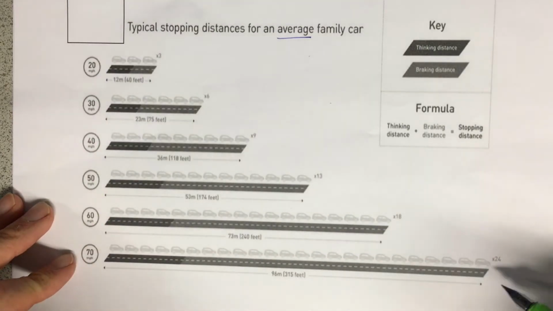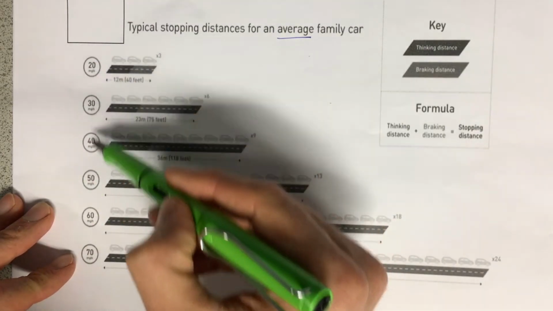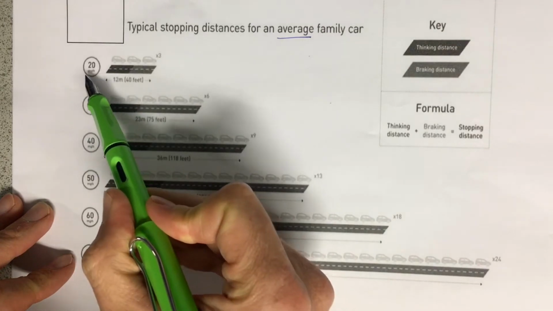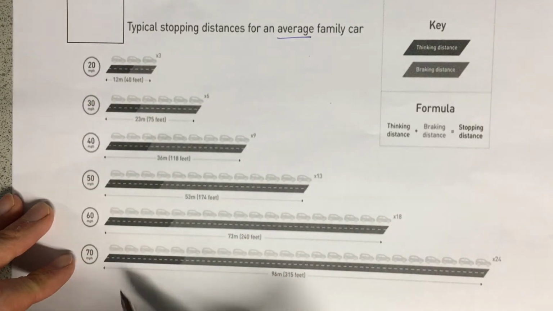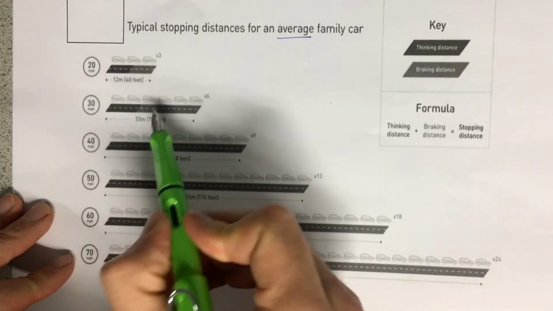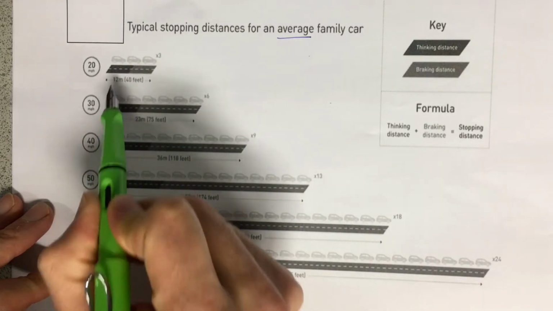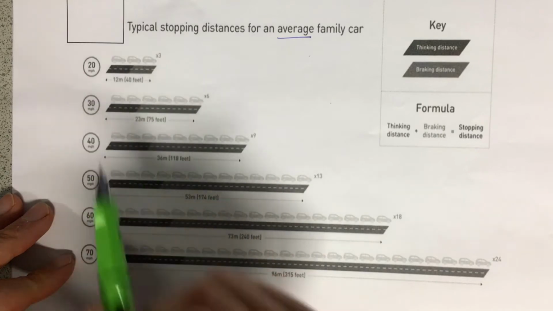Interpreting this chart is relatively straightforward. It's a type of bar graph, if you like, and you've got speed down the side here, and these are in miles per hour, so that we're familiar with them. So you've got 20 down through to 70. And then the data that goes with this is that the stopping distance is 12 meters for a car traveling at 20 miles an hour.